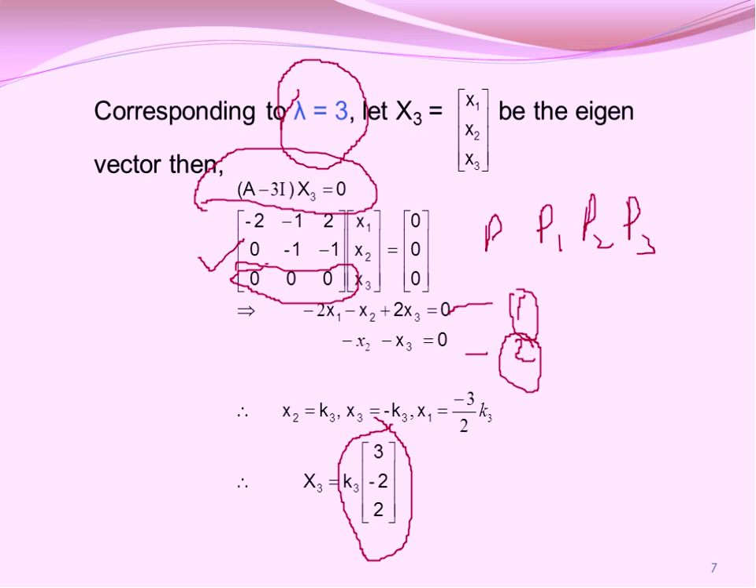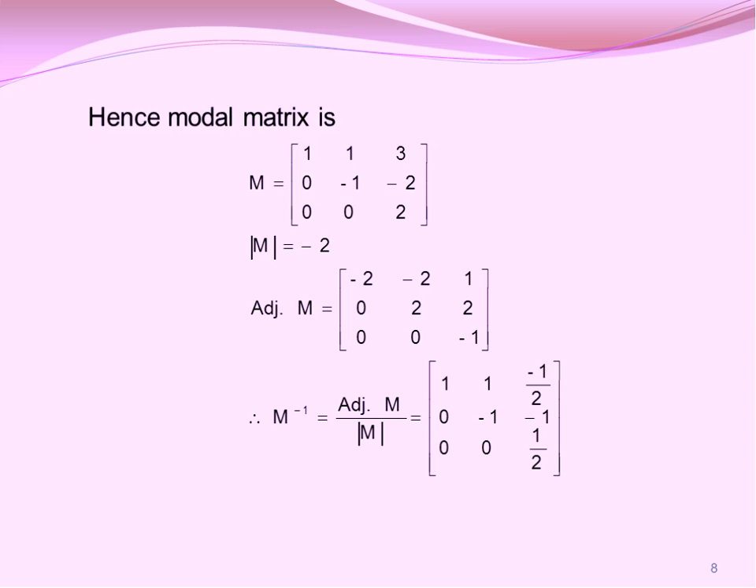So till now we have found P1, P2 and P3. P1 is the eigenvector corresponding to lambda equal to 1, P2 is the eigenvector corresponding to lambda equal to 2, and P3 is the eigenvector corresponding to lambda equal to 3. Now we combine all three; we form a matrix P1, P2, P3, and that matrix is called P.